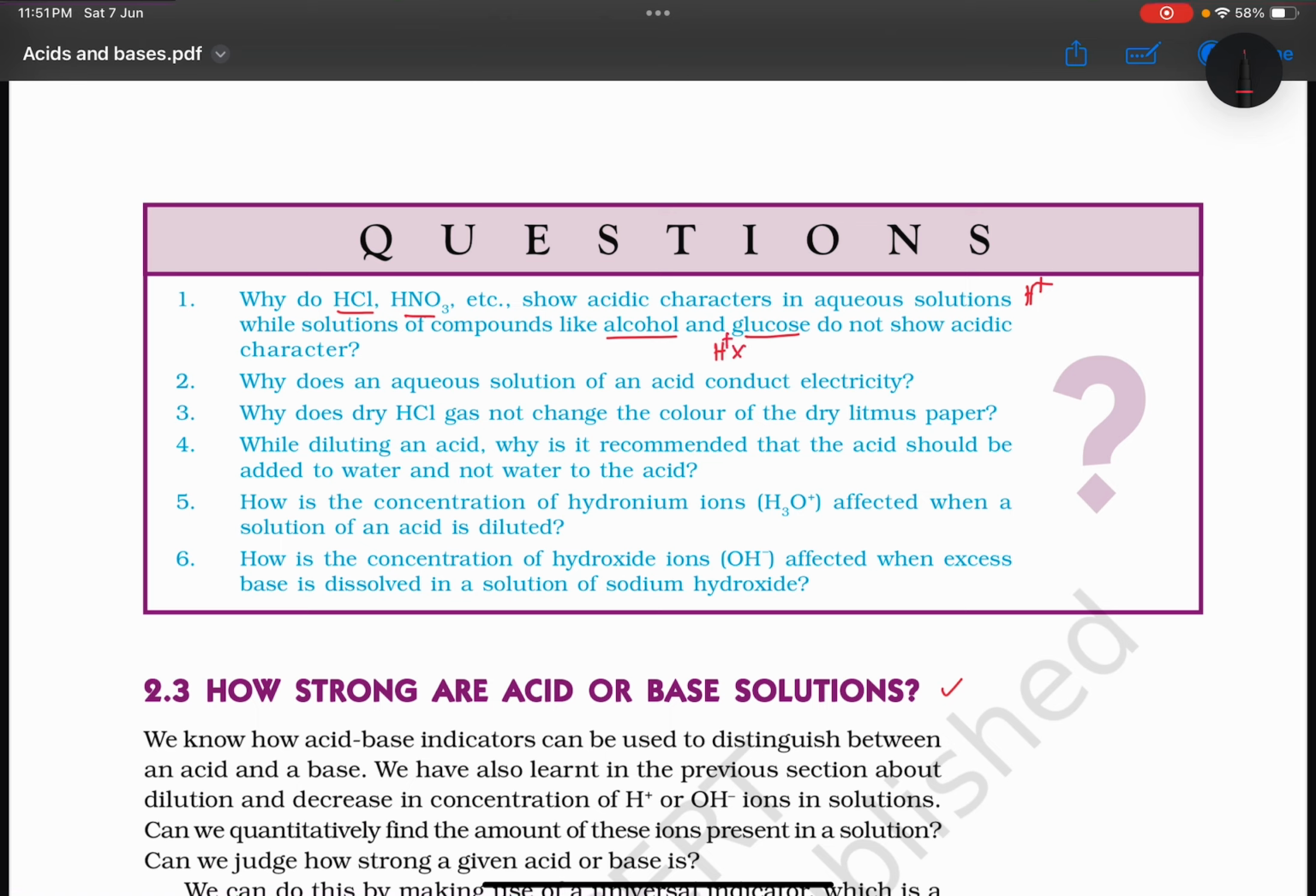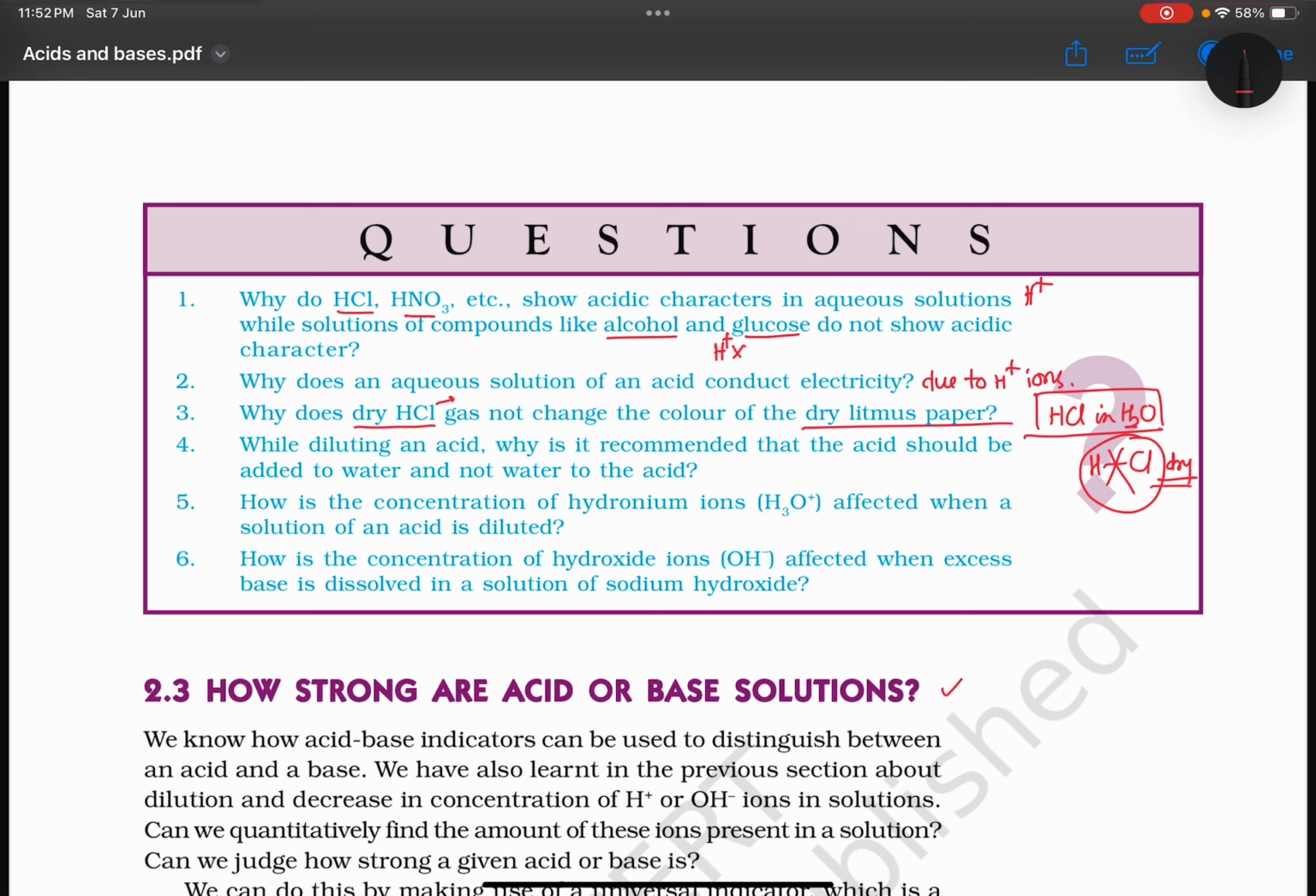Why does an aqueous solution of an acid conduct electricity? Due to H plus ions. Why does dry HCl gas not change the color in the dry litmus paper? Dry HCl is not an acid. HCl is an acid in water. Because in water only HCl can break to give H plus and Cl minus. Otherwise HCl bond is strong. In dry state this bond won't break. So in dry state it is not an acid.